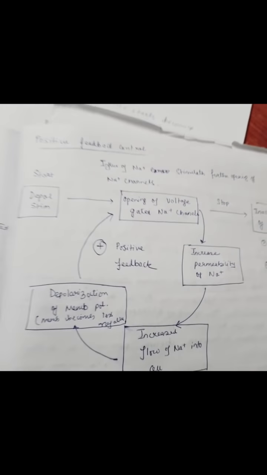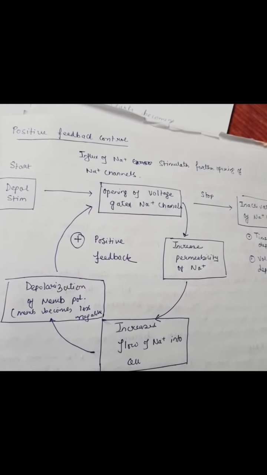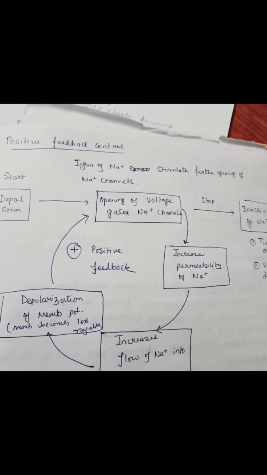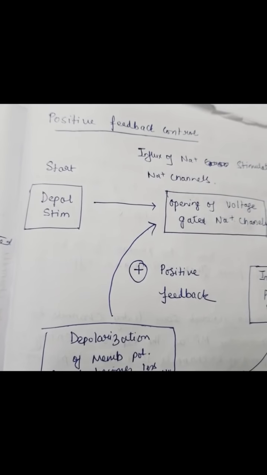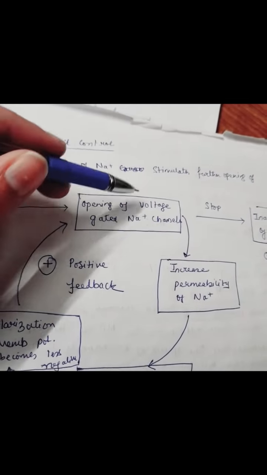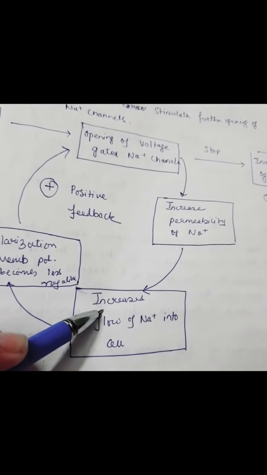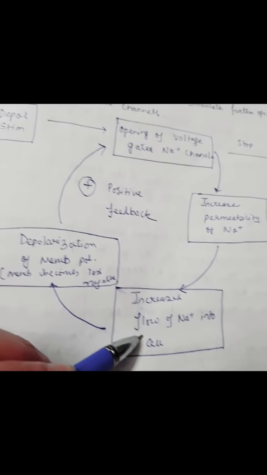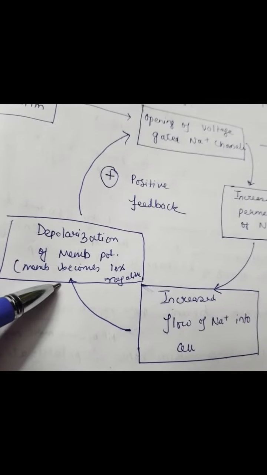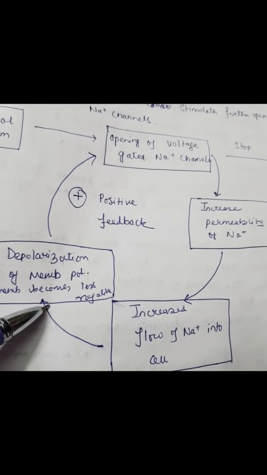Okay, see, this is the positive feedback loop, which says that influx of sodium stimulates further opening of the sodium channels. We give a depolarizing stimulus. As a result of that, we get opening of the voltage gated sodium channels. This increases the permeability of sodium. As a result, there is increased flow of sodium into the cell. That leads to depolarization of the membrane. That is, the membrane becomes less negative or more positive, whichever you prefer.